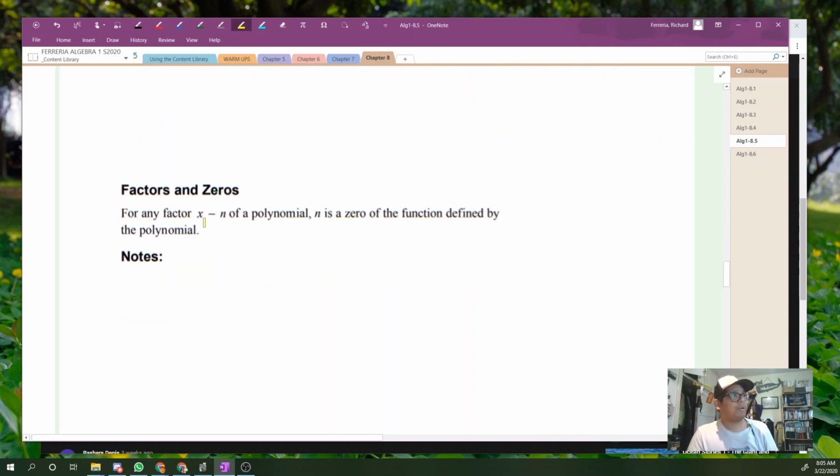Factors of 0: for any factor x equals n of a polynomial, n is the 0 of the function defined by the polynomial. So remember, 0 and root mean the same thing. 0 is probably more descriptive, but I'm old school, so we say root in the old sense. Sorry about that. 0, root, same thing.